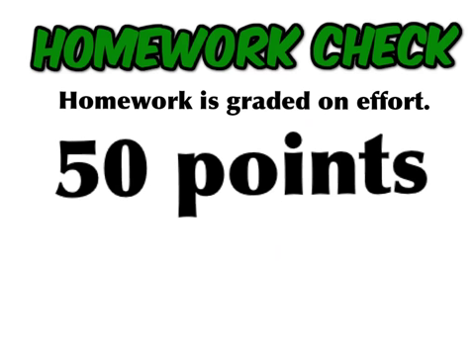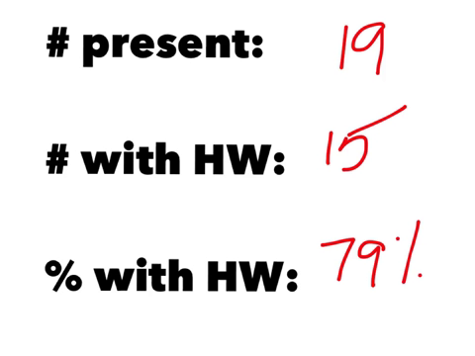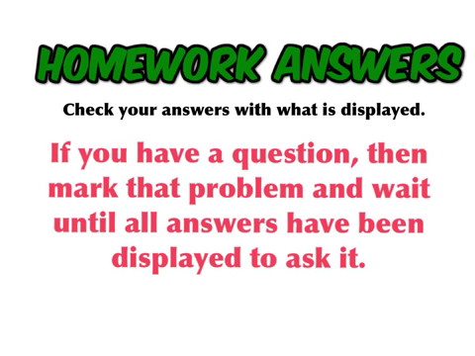If the homework is complete, bring it up now. For the homework, we have 19 present, and we had a total of 15 with homework. So 15 divided by 19 is 79%. I'll go over the answers first for what I have, and then if you have questions about anything that you think might still be right, you can read it off to me, because there could be more than one answer. We'll go through that after I go through these slides.